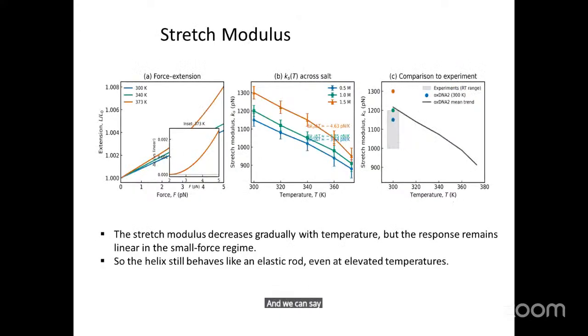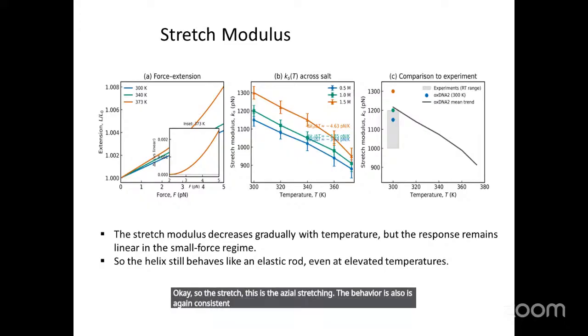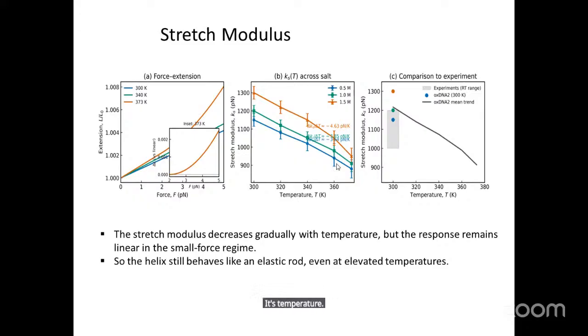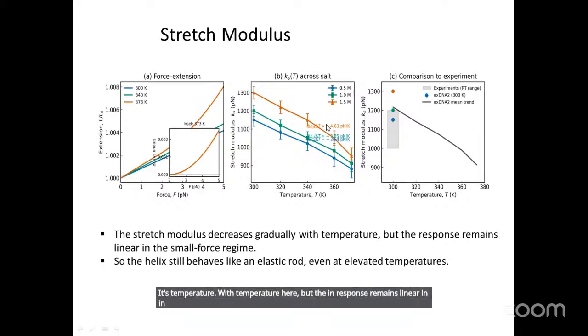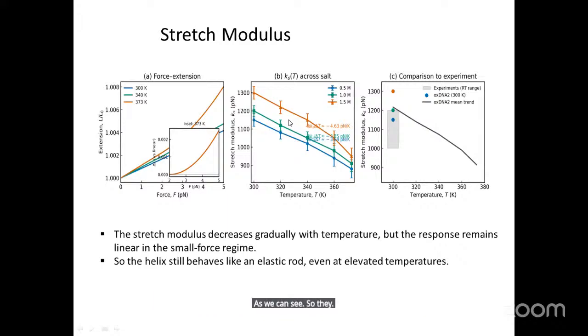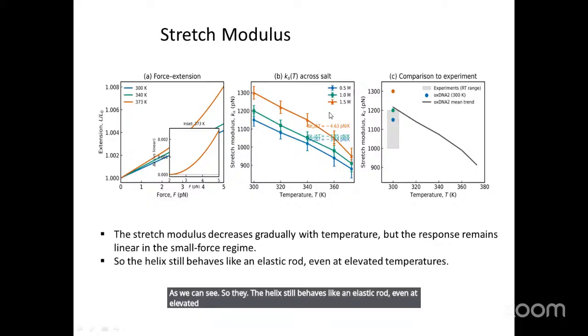Okay. So the stretch, this is the axial stretching. The behavior is again consistent. We see the stretch modulus decreases gradually with temperature here, but the response remains linear in the small force region, as we can see. So the helix still behaves like an elastic rod, even at elevated temperatures.